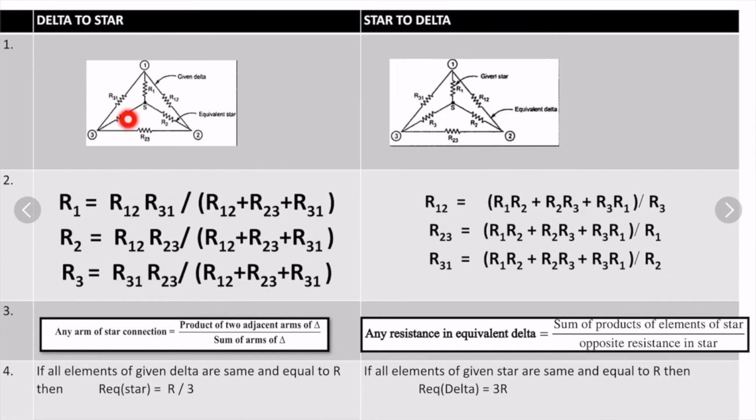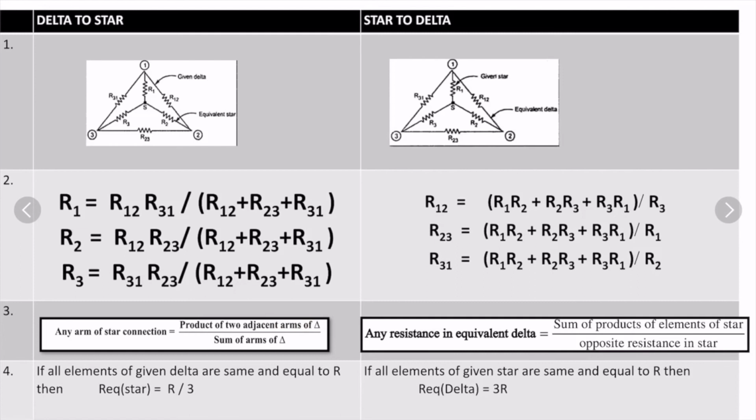Similarly, R3 is connected between these two elements, R23 and R31. So R31 and R23 divided by addition of all. So what is the common formula for that? Product of two adjacent arms of delta divided by sum of arms of delta. So in the denominator we have the addition of all elements, and in the numerator the product of two adjacent arms of delta. So this is the common formula.